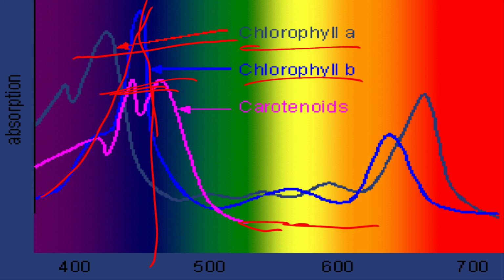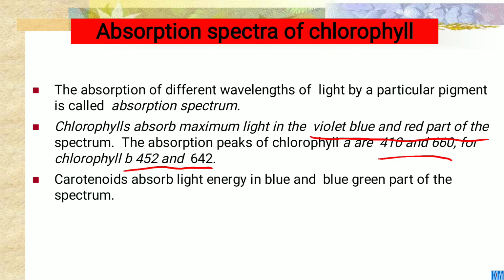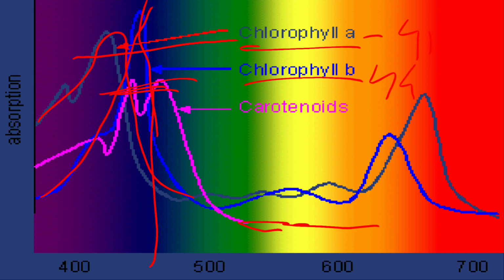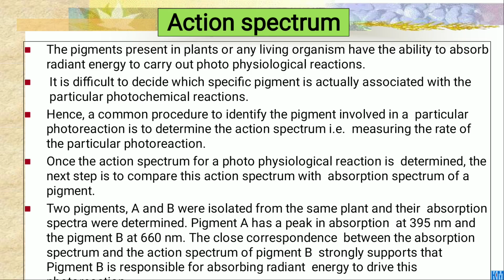This is the absorption of light. Chlorophyll A absorbs from 410 to 610, chlorophyll B from 442 to 642, and carotenoids absorb the light from red to blue. Okay, then action spectrum.